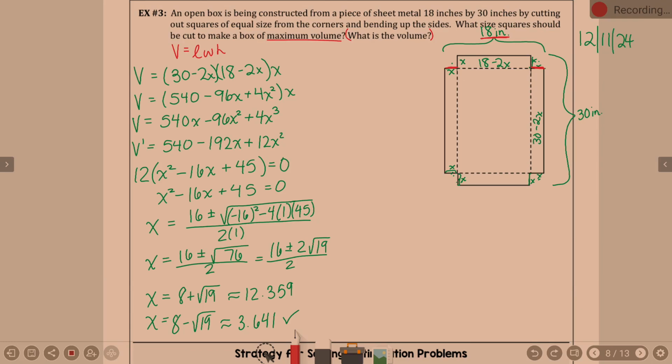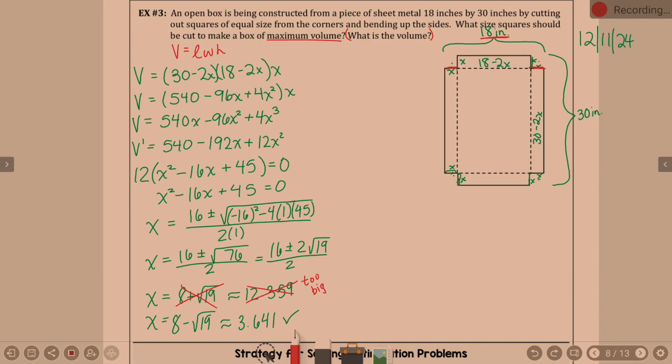What I'm saying is this number is too big for the scenario. As Aiden says, the 3.641 seems more logical. Is there a reason that 12 doesn't work, or does it just seem like the less logical option? Well, there's a reason it doesn't work, because 2 12s is 24, which is bigger than 18. So the only answer that works is 8 minus the square root of 19, or 3.641-ish.